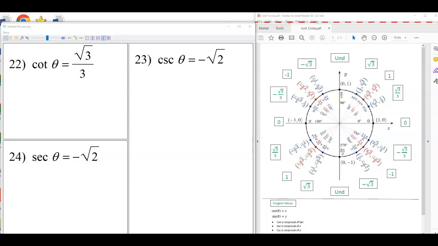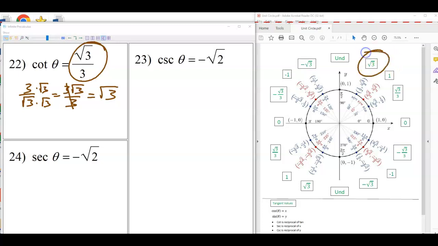All right, so for number 22, we're looking for what angle has a tangent value that's a reciprocal of that. So first of all, let's fix this. I need to flip it over. Now I need to get the square root out of there and reduce. So what angle has a tangent value of radical 3? So that would be this one and this one. So that's 4 pi over 3 and also pi over 3.